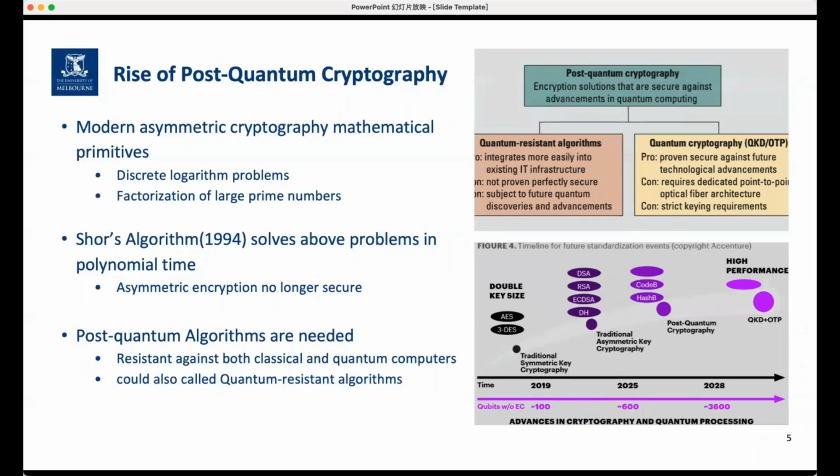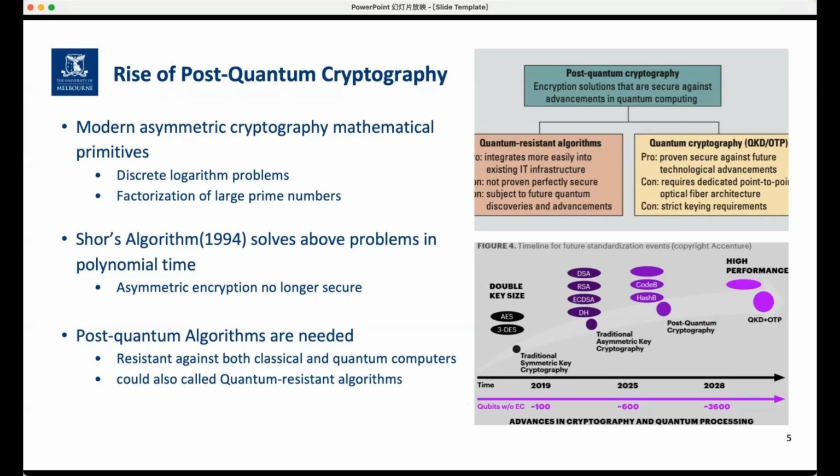Modern asymmetric cryptography algorithms mostly benefit from the discrete logarithm problem and the difficulties of factorization of large numbers. However, in 1994, Shor demonstrated that quantum computers can efficiently solve factorization and discrete logarithm problems in polynomial time, which significantly threatens public key crypto systems. Cryptographers are motivated to research on post-quantum cryptography that is resistant to both classic and quantum computers.